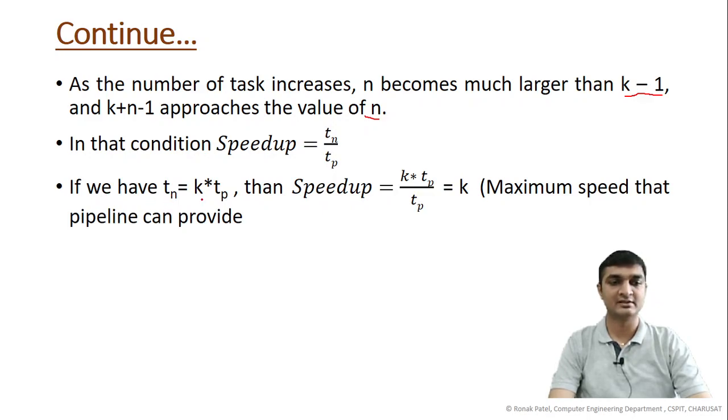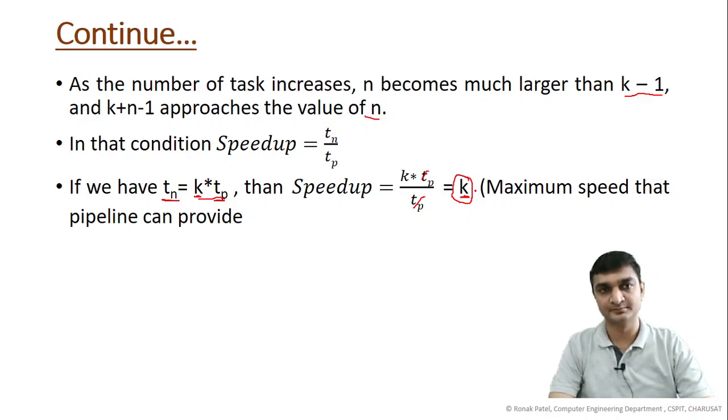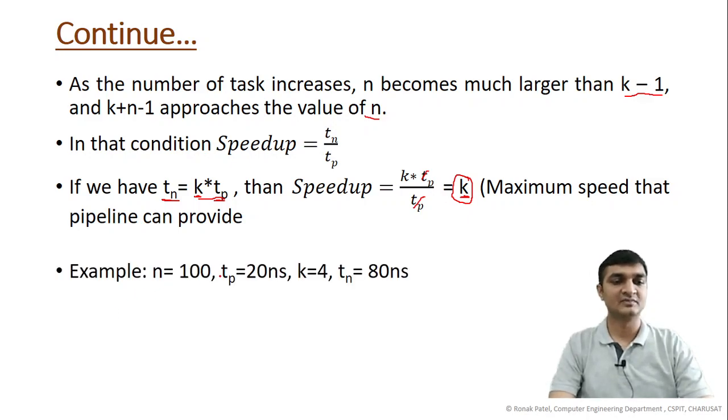Now if we have tn equal to k into tp, meaning this is the whole task and each segment takes tp clock cycle time, then you can write the speed up is equal to k into tp upon tp. So this will cancel out and your speed up is k. This is the maximum speed up that a pipeline can provide, based on the number of segments. But here we assume that each segment takes the same time. Okay, let's take the example.